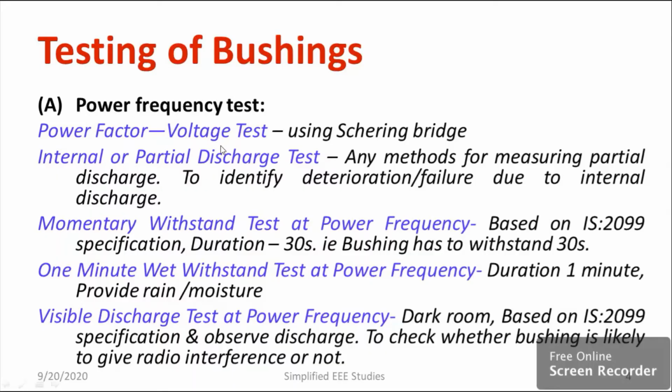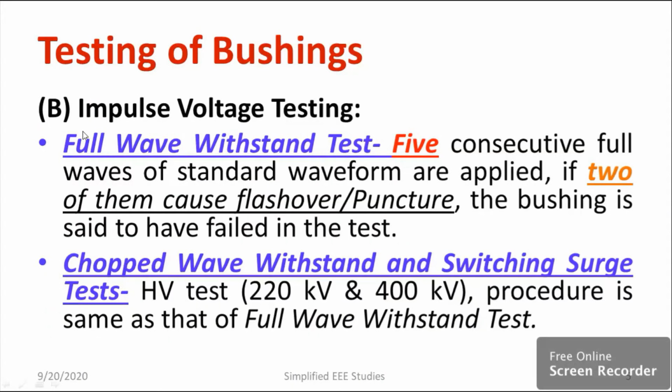Now I would like to discuss the next procedure. Let us discuss impulse voltage testing. The main requirement of impulse voltage testing is that we should have an impulse voltage generator. There are two procedures under impulse voltage testing. The first is the full wave withstand test, and the second is the chopped wave withstand test and switching surge test. Let us discuss the full wave withstand test. First of all, you need to arrange the impulse generator. You have to set the wavefront and wavetail resistors and produce the desired waveform.